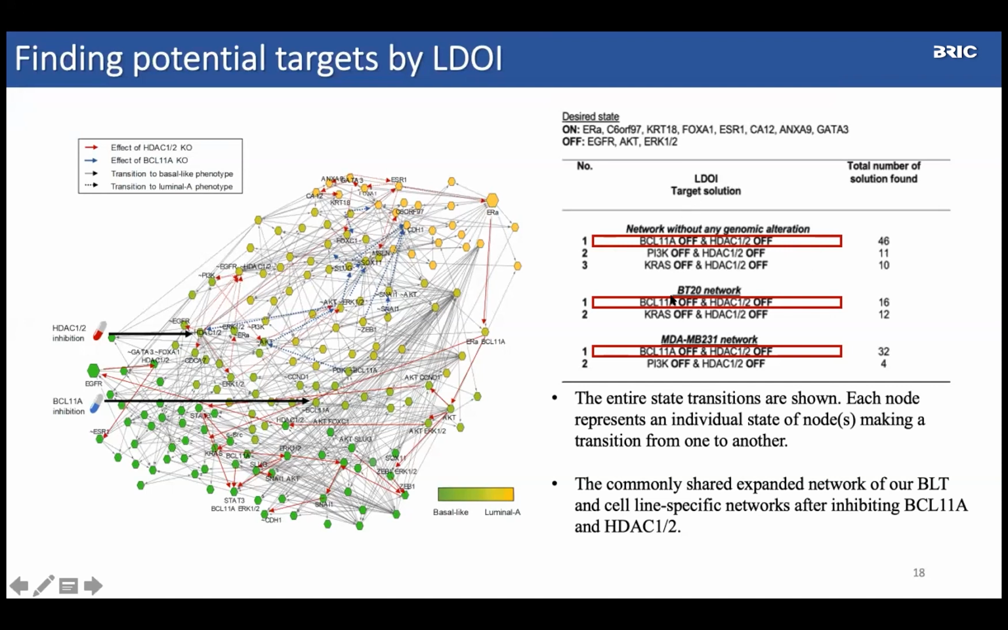And we also used our cell line specific network models, BT20 and MDA231, to see what combination would be overlapping between them. We were able to see that there were several options, combinatorial targets, that we found from these networks, but only BCL11A and HDAC1 and 2 were overlapping across all of these network models. So we figured that inhibition of BCL11A and HDAC1 and 2 would be the ultimate target for our network model.